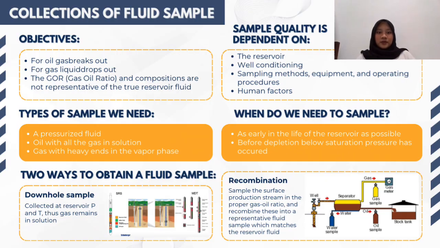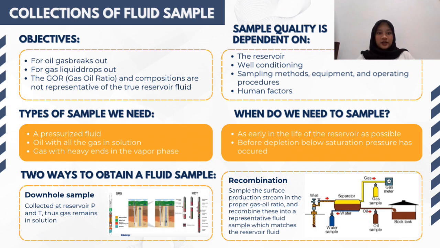So the equipment that we use for the sampling, starting from left to right, there is the wellhead. The function is to control fluid flow from the well. Next, we have the separator to separate oil, gas, and water. And above, we have the gas meter, which measures the volume of gas leaving the separator.